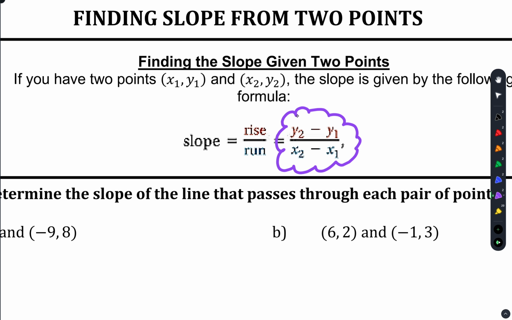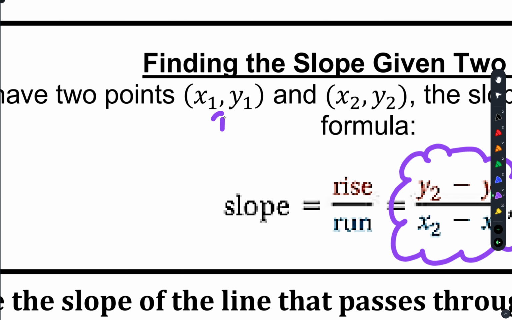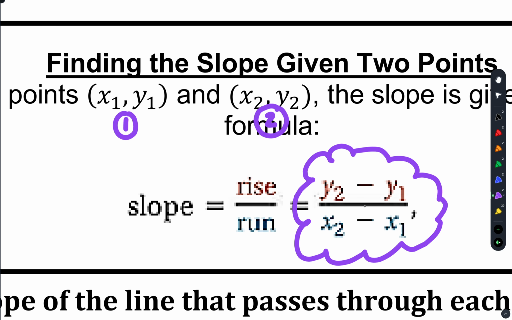It says, if I have 2 points, I'm going to call this point right here point 1, and I'm going to call this point right here point 2. Each of them has x and y values. So for point 1, I'll call them x1, y1. For point 2, I'll call them x2, y2. Then I can set them up in this formula. Remember, my change in y's always goes in the top. My change in x's always goes in the bottom.